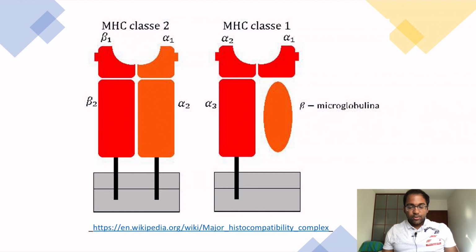Now this is a beautiful structure of MHC class 1 and class 2. As you can see, we have 2 alpha chains and 2 beta chains in the MHC class 2 molecule, whereas we have 3 alpha chains in MHC class 1 and a beta microglobulin in MHC class 1, right? So I hope you can understand the image and refer to it.